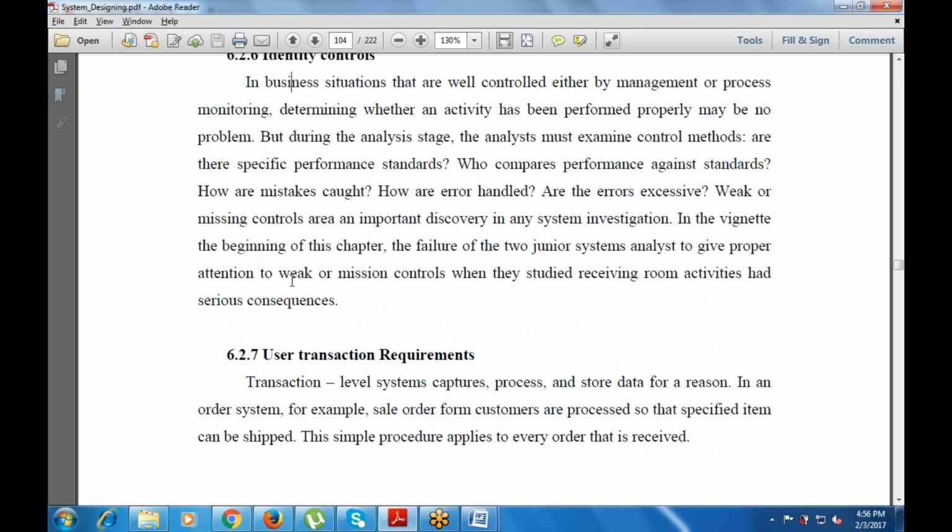The next is user transaction requirements. At the transaction level, the system captures, processes, and stores the data for a reason.